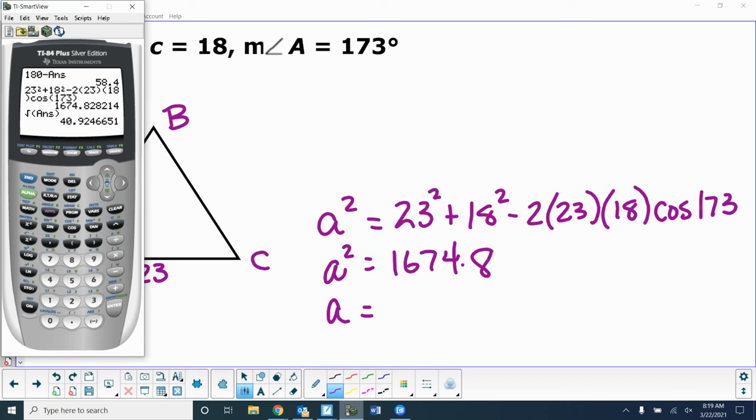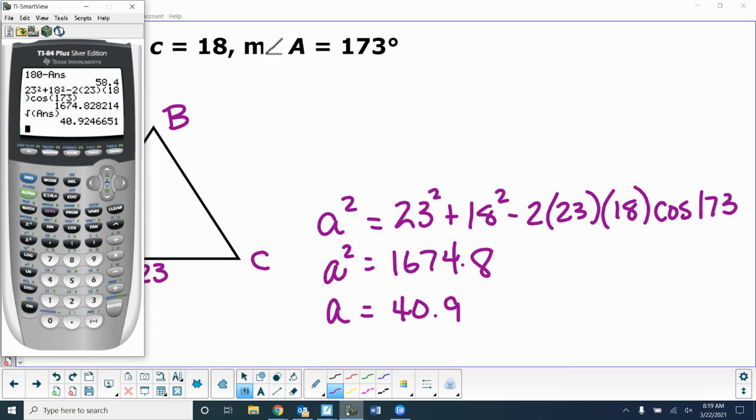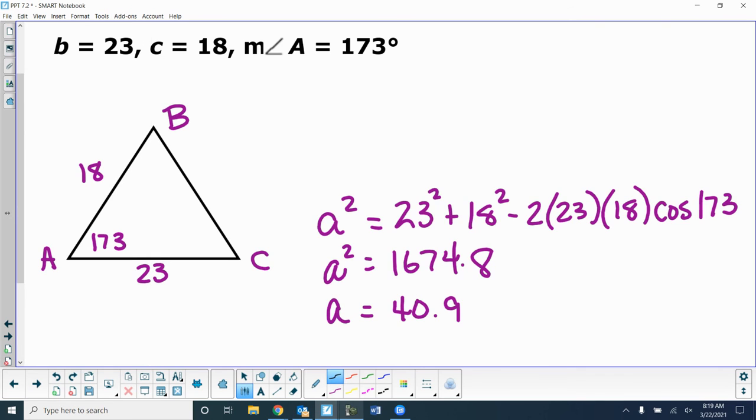Did I do it right? Did I make any mistakes when I punched it in? 23 squared plus 18 squared minus 2. Yeah, I did that right. So that is 40.9.